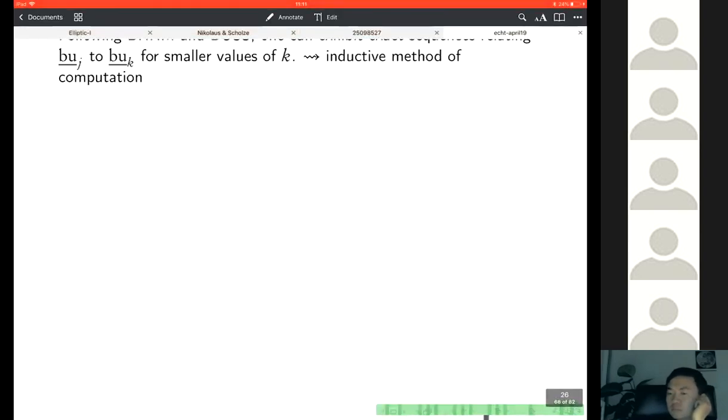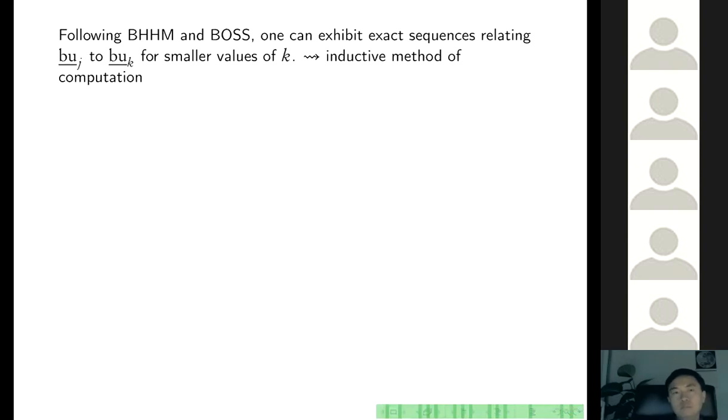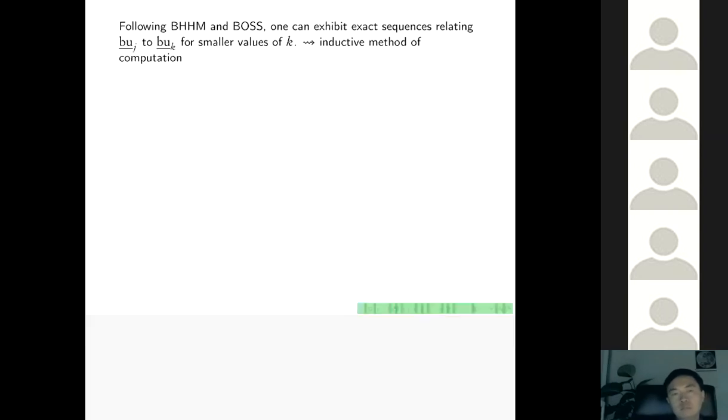Okay, so now what I'm going to try and indicate is a method that I took from these papers by Behrens, Hill, Hopkins, and Mahowald, and Behrens, Ormsby, Stapleton, and Stojanoska. In those two papers, they had to look at the Brown-Gittler subcomodules based upon connective real K-theory, so the BO-based Brown-Gittler subcomodules. It's the same sort of thing. The homology of BO is A mod mod A1 dual.